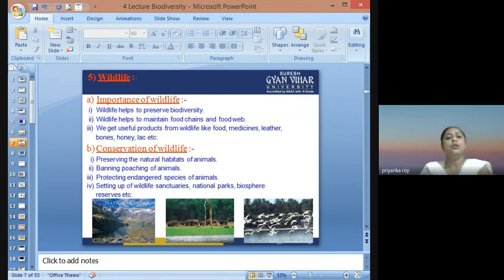Okay, so that's how we conserve and maintain an equilibrium among the food chain and the food web. So the conservation of wildlife, like prevention of habitat loss, banning of poaching of animals, protecting endangered species, setting up wildlife sanctuaries, national parks, biosphere reserves and reserves, and so on. All these activities can help in preventing and preserving the wildlife in that region.